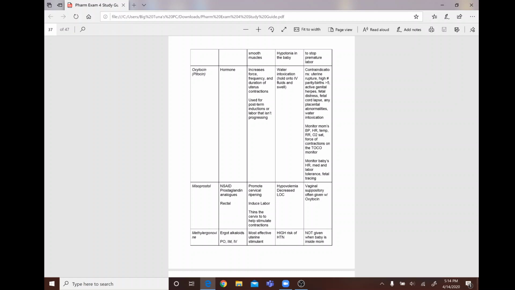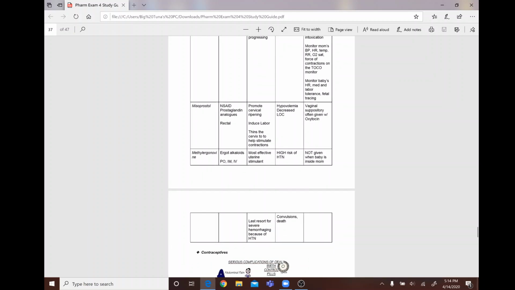It's contraindicated in uterine rupture, more than 5 births, active genital herpes, fetal distress, fetal cord prolapse, any placental abnormalities, and water intoxication. I'm going to monitor the mom's blood pressure, heart rate, temperature, respiratory rate, O2 sat, and force of contractions on the toco monitor. You're going to monitor the baby's heart rate, med and labor tolerance, and fetal tracing.